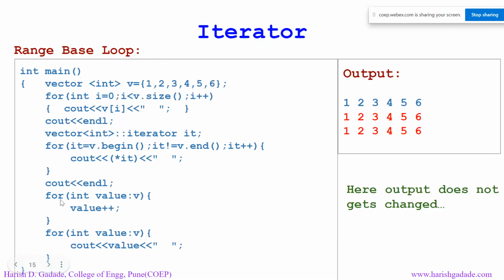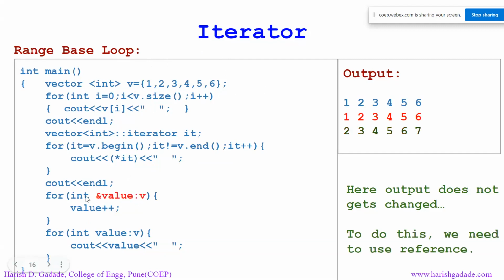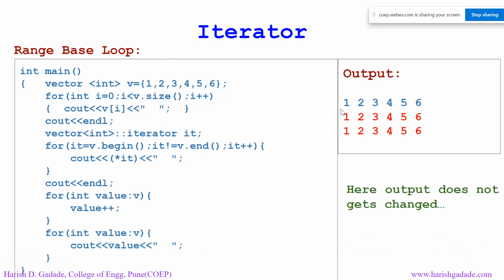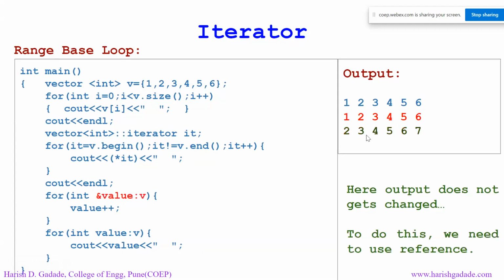So see here, for int value colon v, if you use an ampersand here, then whatever this array is will be originally changed. You can see in the previous case the output is the same, and in this case the output has been changed, right? Also I have written over here that the output does not get changed.